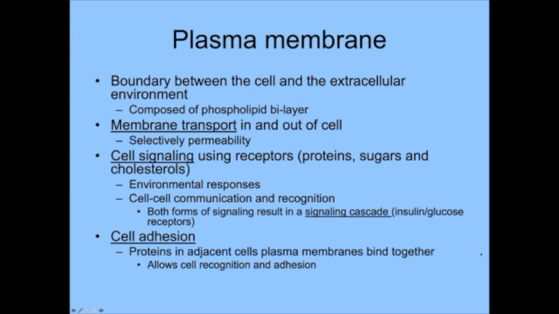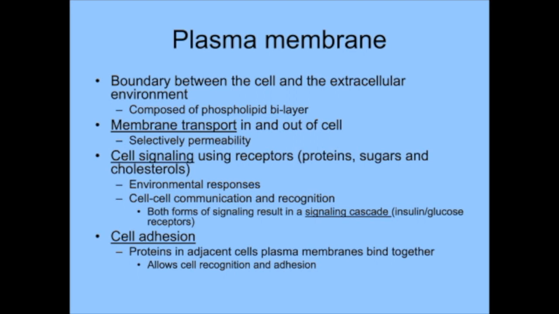Now let's talk about the plasma membrane. The cell membrane itself is the boundary between everything inside of the cell and the extracellular environment. So it's very important that it has some strength and integrity and that it's very careful about what it lets come across. It's composed of a phospholipid bilayer, and we learned in Unit 1 that a phospholipid is a glycerol molecule with a phosphate and 2 fatty acid chains.